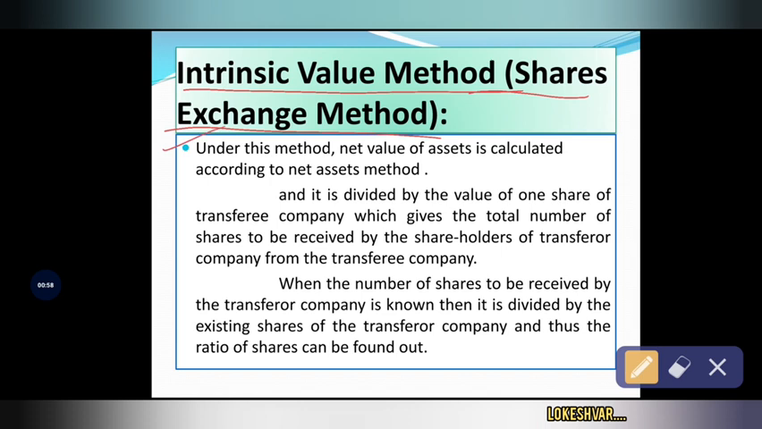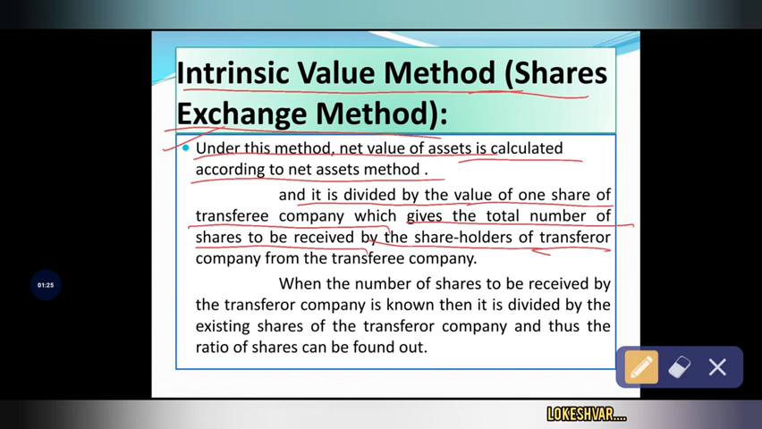See the first condition: under this method the total net value of asset is calculated according to the net asset method. First we have to calculate the total value of net asset based on the net asset method, that is, the second method. That value is divided by the value of one share of the transferee company, which gives the total number of shares to be received by the shareholders of the transferor company from the transferee company. When the number of shares to be received by the transferor company is known, it is divided by the existing shares of the transferor company, and thus the ratio of shares can be found out.